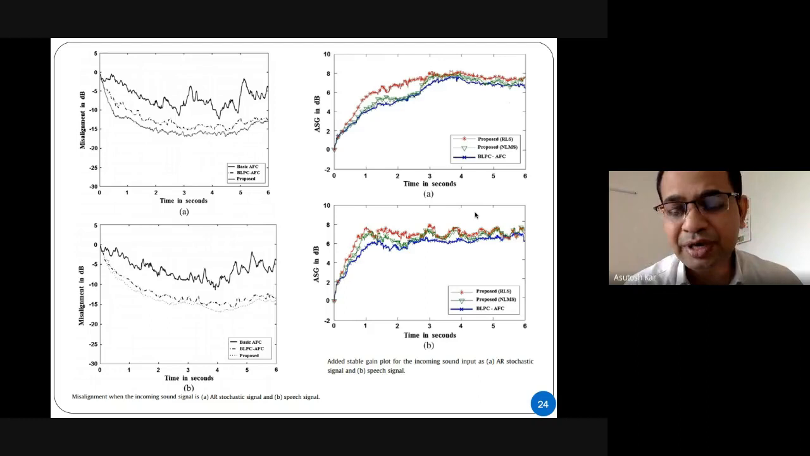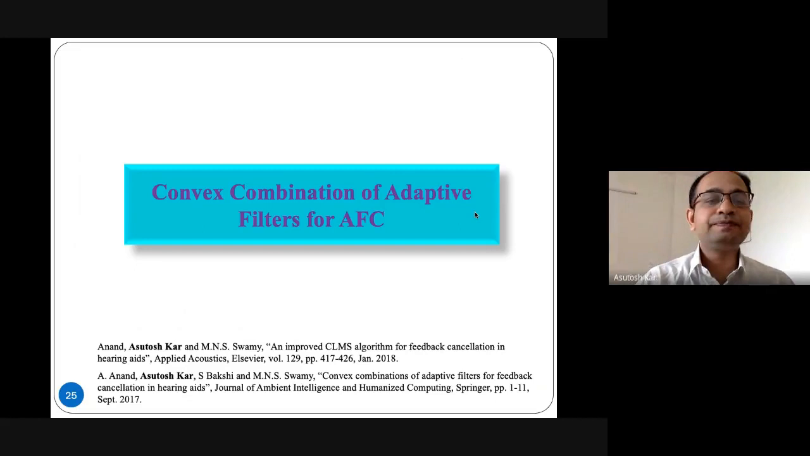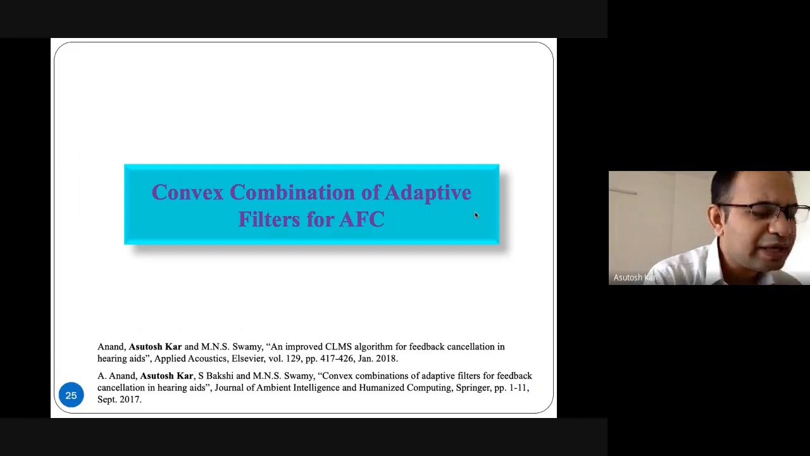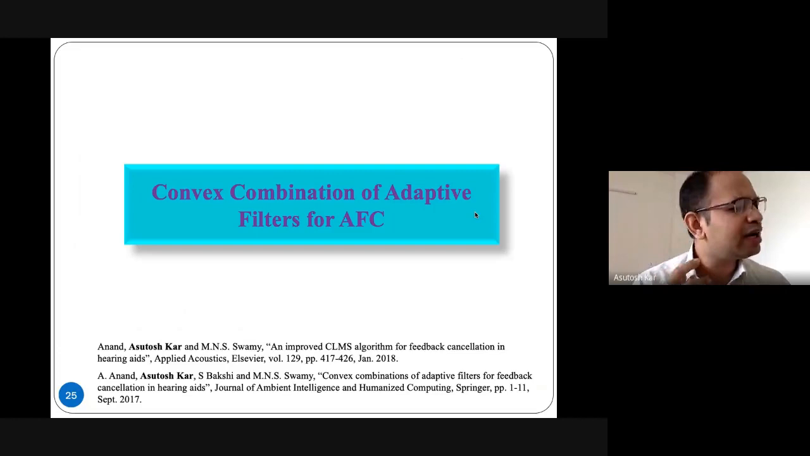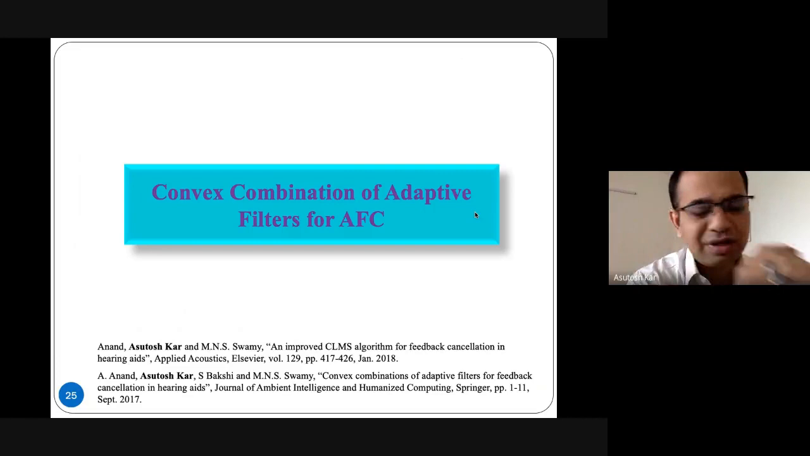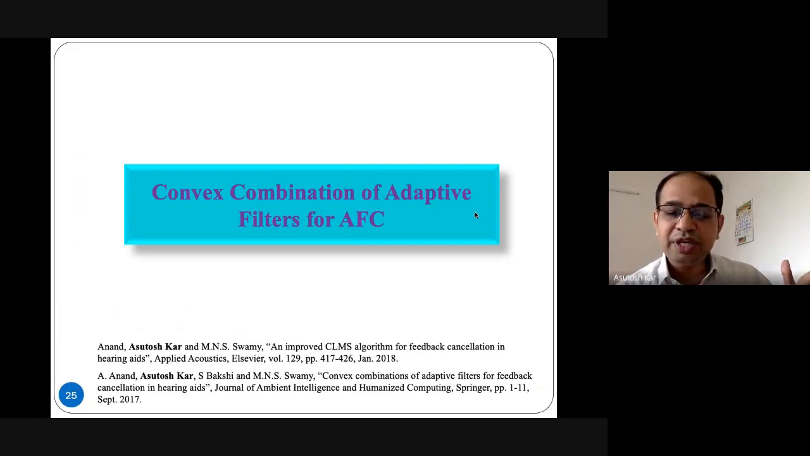So this is the next work that we did. The BLPC vocoder based AFC performed better for misalignment, ASG, and MSG. But perceptually, when we conducted the listening tests, the results were not that encouraging. Results were good, but not that encouraging. Therefore, we were not able to put all the listening test results in the research. We only wrote very clearly that mathematically and simulation-wise, this result is good.